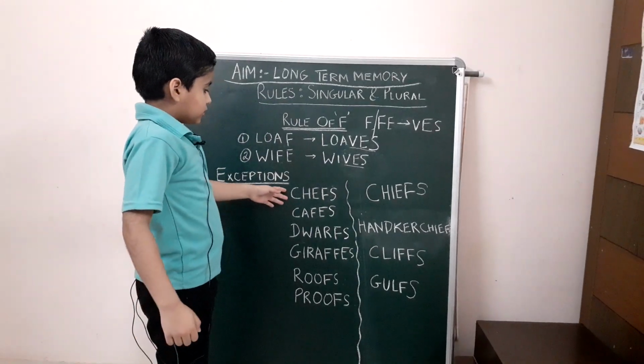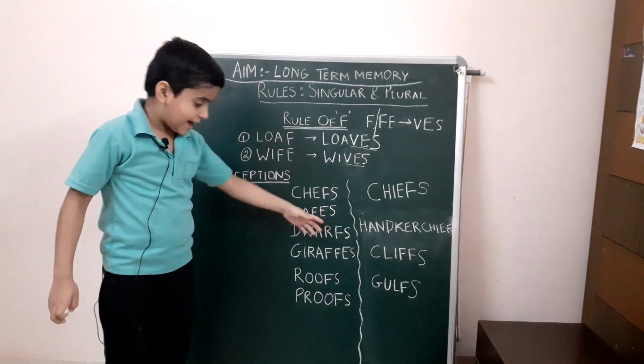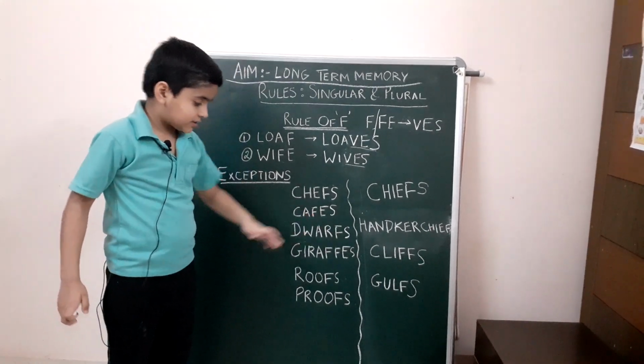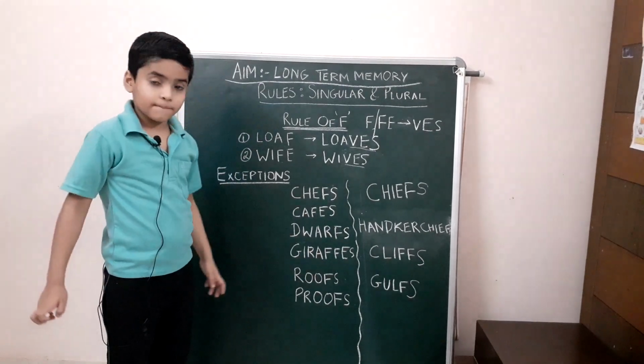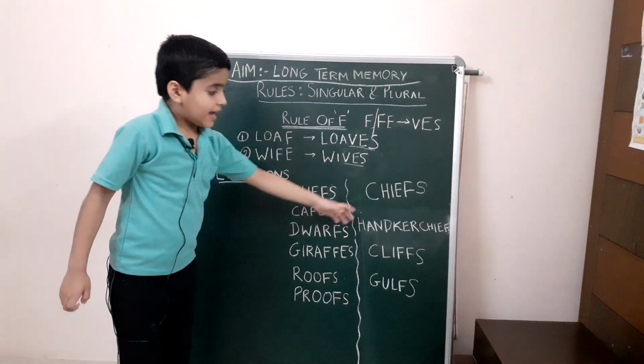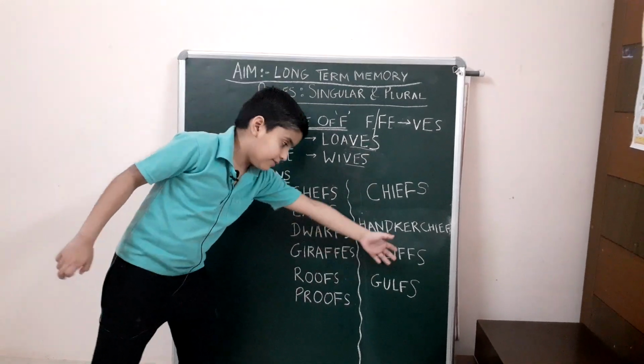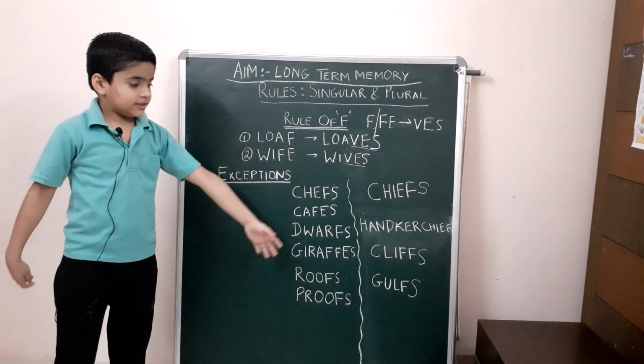So, chefs, cafes, dwarves, giraffes, roofs, proofs, chiefs, handkerchiefs, cliffs, and gulfs. Please see it again.